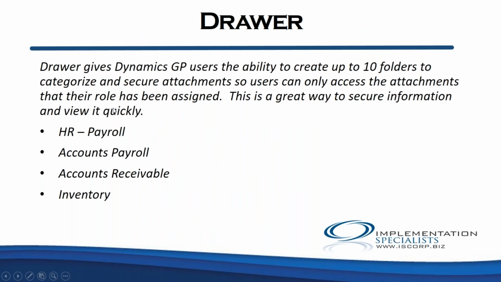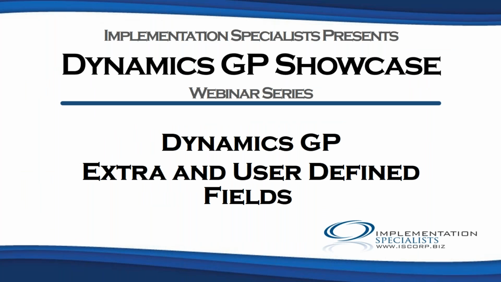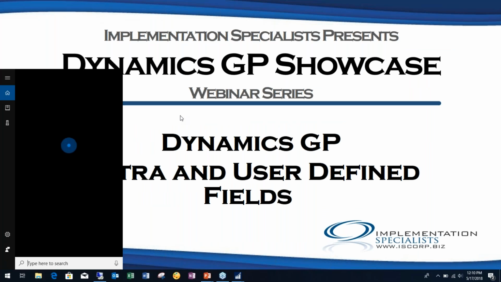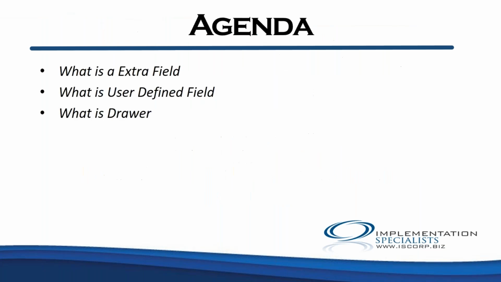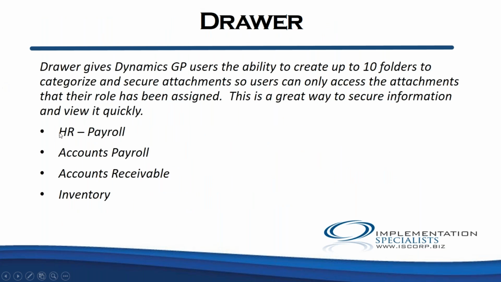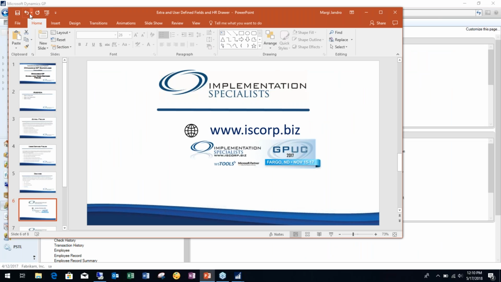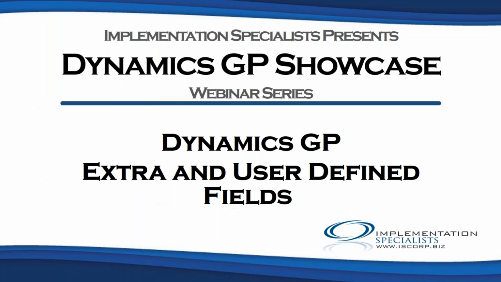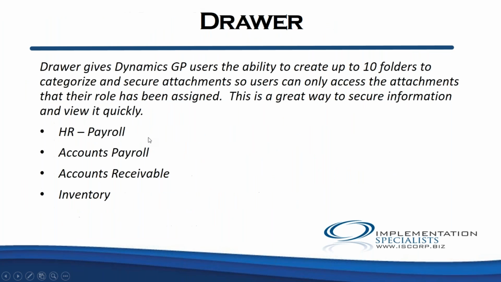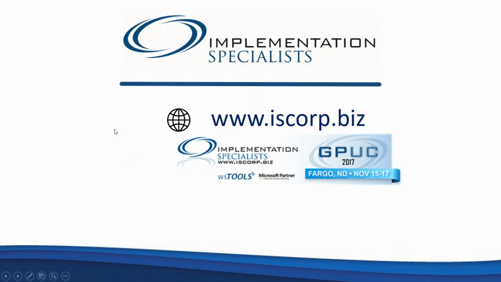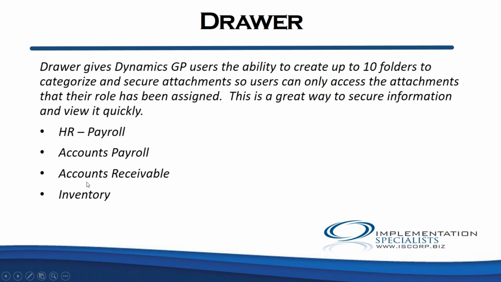And then the Drawer will give you great information. Again, I am so sorry, people. Let's see. The Drawer will give you great information for organizing up to 10 folders to categorize secure attachments, any kind of documentation that you want for HR, payroll, accounts payable, excuse me, I meant to say accounts payable, not payroll there, and accounts receivable and inventory.